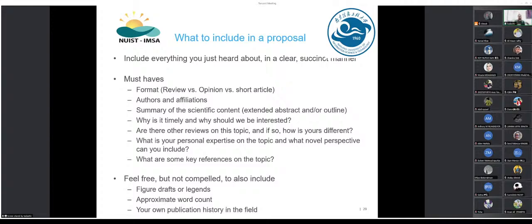The must-have points that I have shared, the point number 2, must have, they are very important to write the proposal to submit your research or review paper. This applies to review and research paper as well.